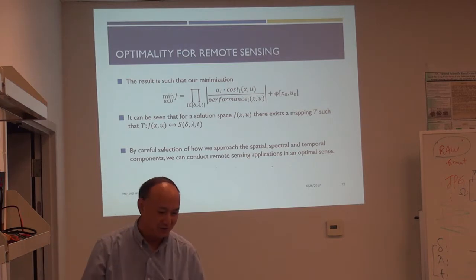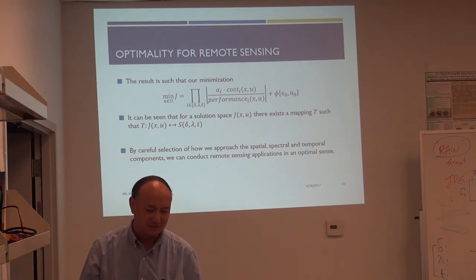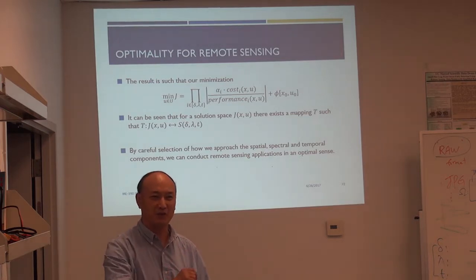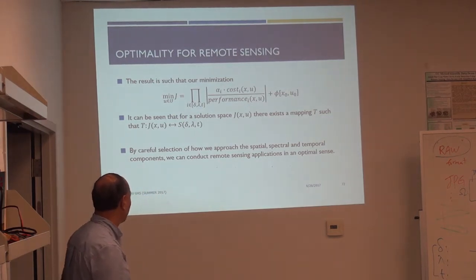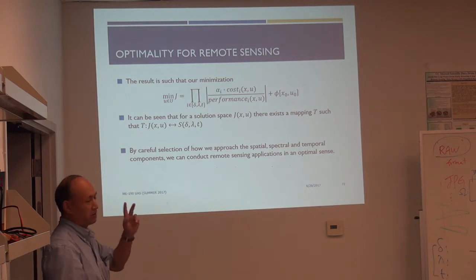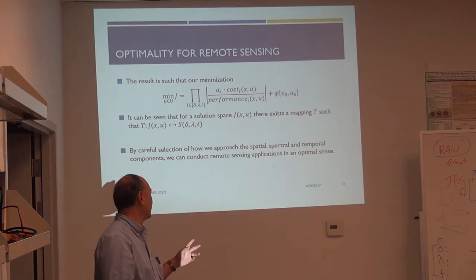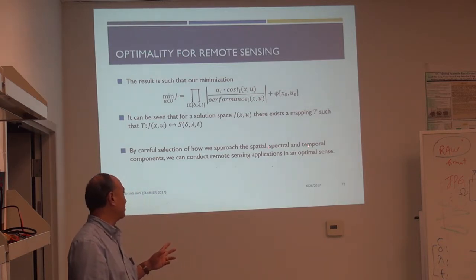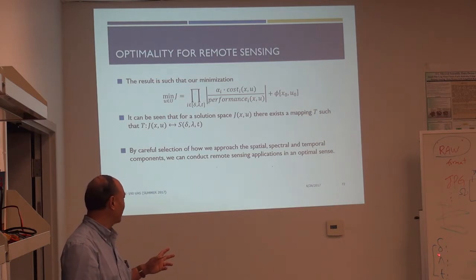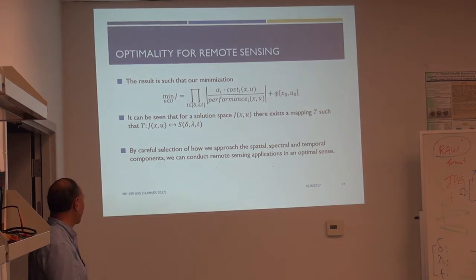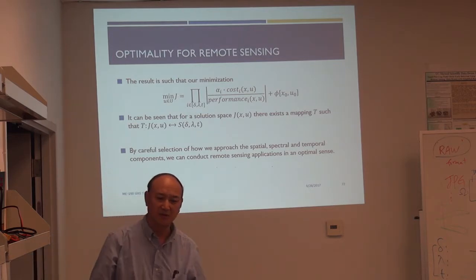So you may feel this discussion is too mathematical. Let me use plain language, okay? All right, so we have three components in here. Let me repeat. We need to carefully select the spatial, spectral, and temporal. So spatial is delta, okay? Lambda is spectral, T is the temporal component. Conduct remote sensing applications in the optimal sense.